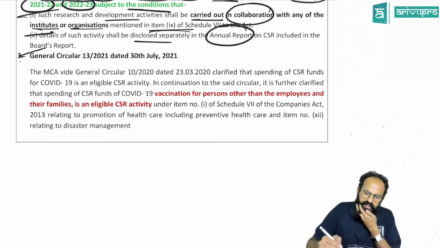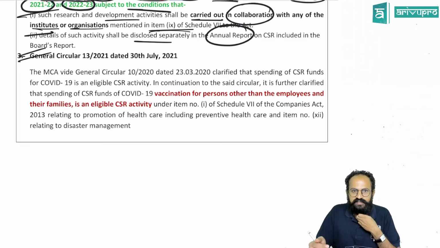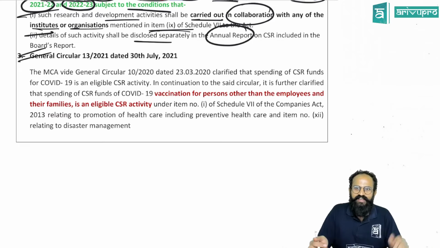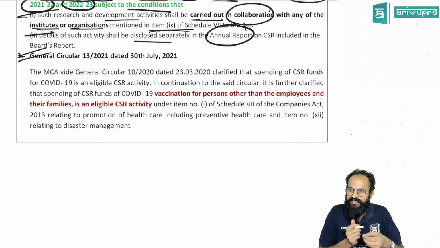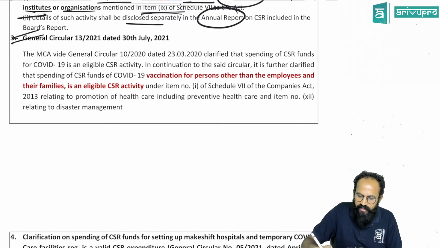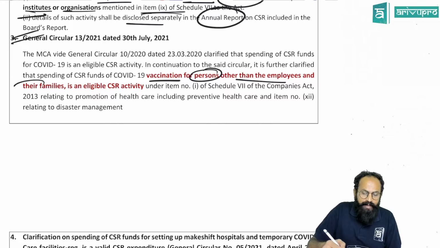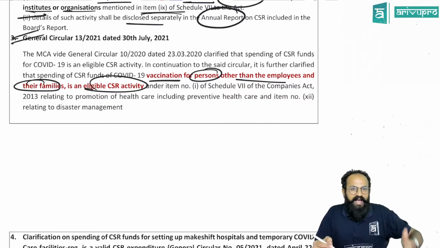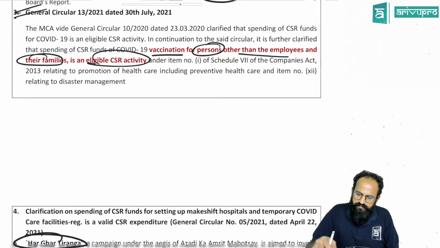Sir, in the general circular, there were a lot of questions asked. Can this be considered as CSR? Can this be considered as CSR? I told you, no. Employee vaccine, no. Salary, Lifebuoy, sanitizers. So they gave clarification on all of that. Vaccination for persons other than employees and their families is eligible CSR. Other than. But families and employees is not considered as CSR. Okay.